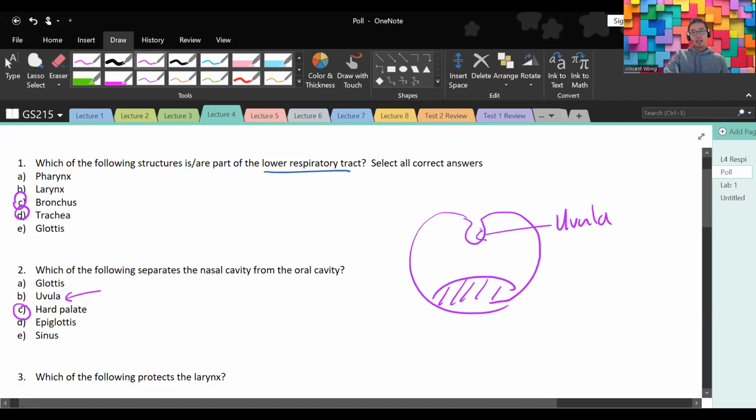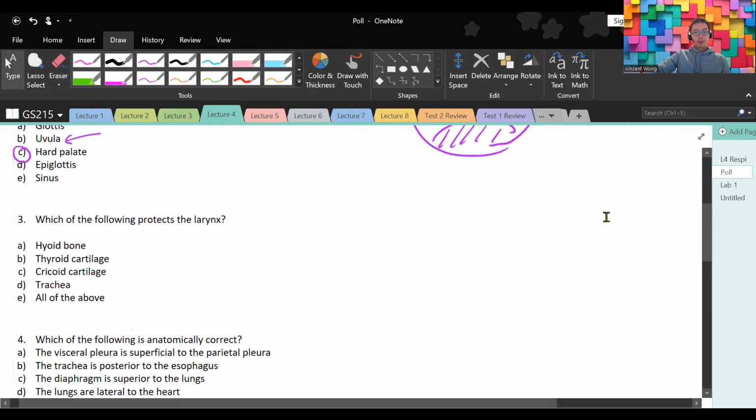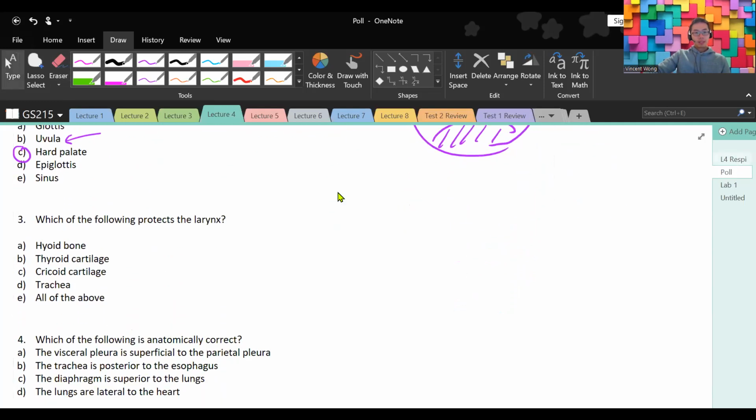What's the function of the uvula? Anybody remember from lecture? It's like prevent food go back to the nose. Exactly. Yeah. So when you swallow, the uvula will seal the nasopharynx so that food doesn't go up to your nasal cavity. Okay. Like if you try to laugh and swallow at the same time, sometimes food will end up in your nose, right? I'm sure we had that experience. Okay, we'll come back to the next one.